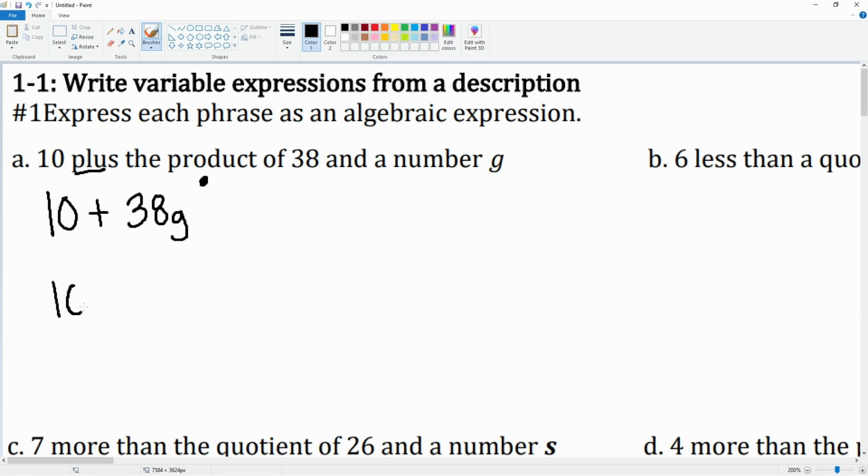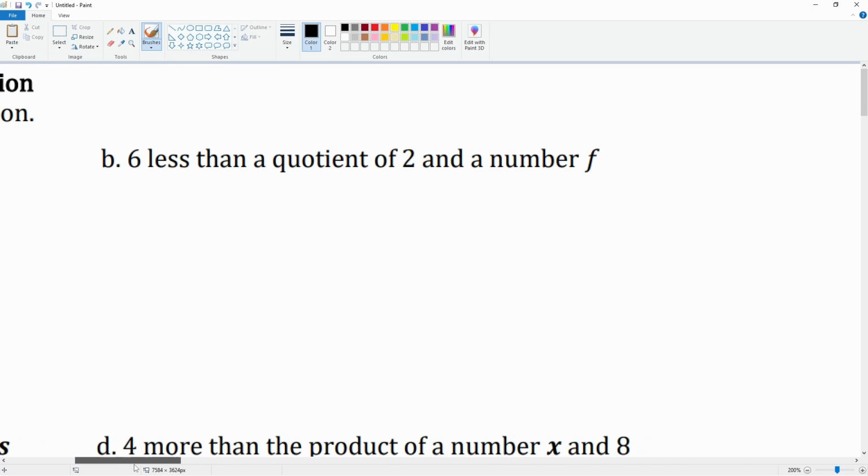Do not write it as this, 38 plus g. This is incorrect. Okay? It has to say 38 and a number g. That's what the 38 and the g together is. Let's look at B.